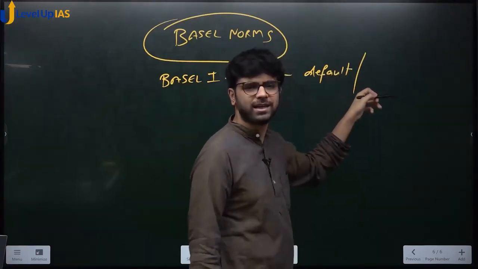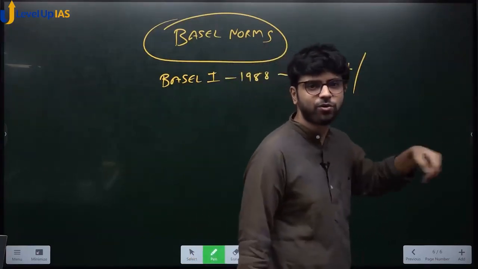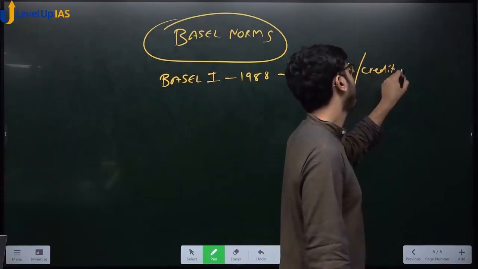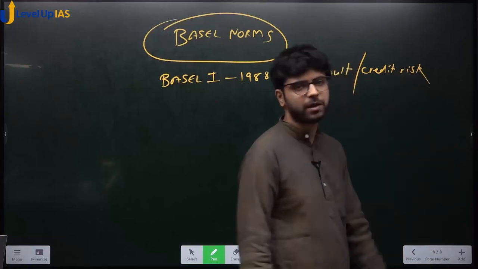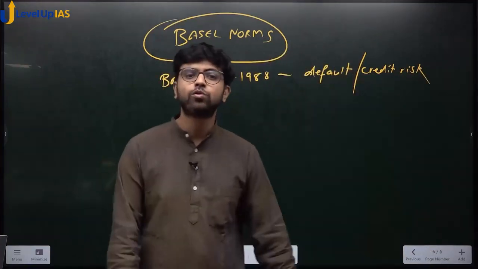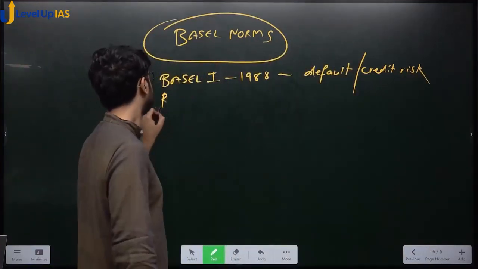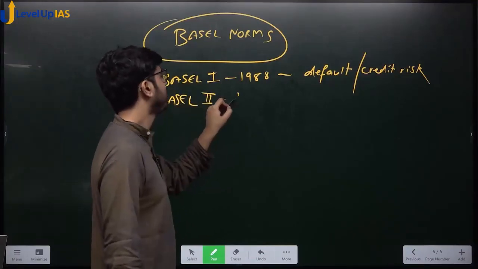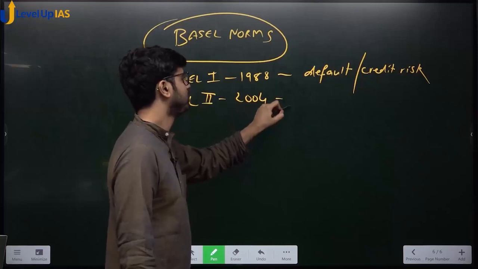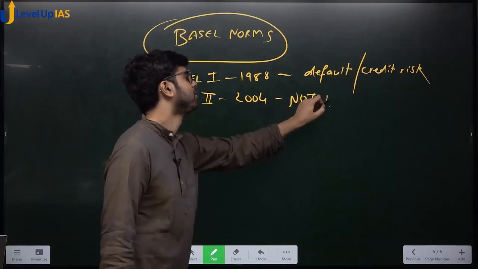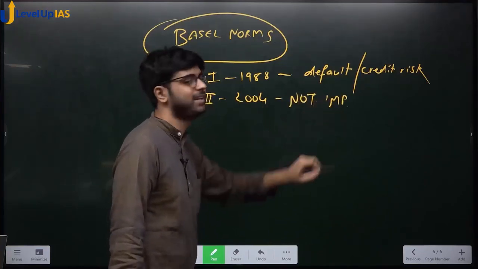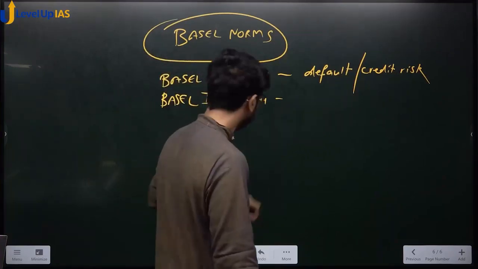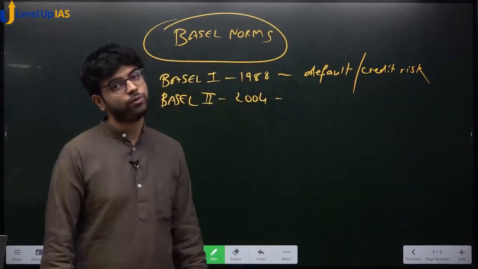It is also called credit risk. I told you, there is a credit rating of every borrower. Default risk and credit risk. This is not that important. I am just giving it to you for information purposes. Basel 2 came in 2004. They keep on revising these norms. Basel 2 came in 2004. See what I am writing. Not important. Okay? We don't need to know what Basel 2 is. Basel 3 is something which we need to know.